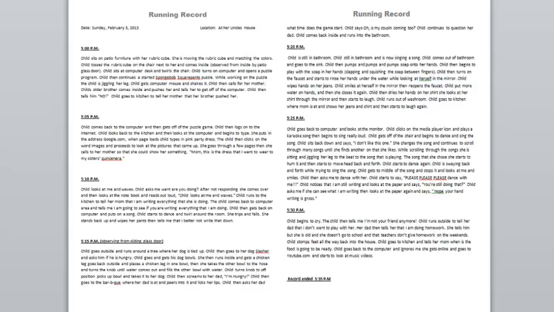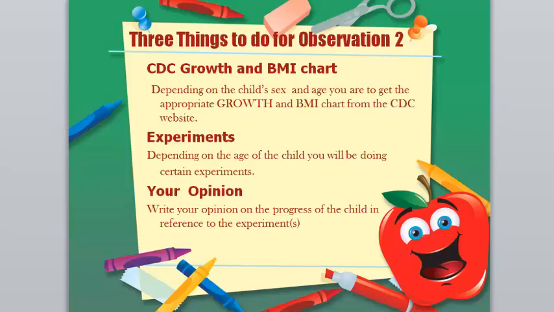Observation 2. The 3 things to do for observation 2. You will be given a website to go to, and this is a CDC website, and on here you will get your growth chart and your BMI chart. And of course, depending on the child's sex and age, you need to get the appropriate growth chart and the appropriate BMI chart from the CDC website.